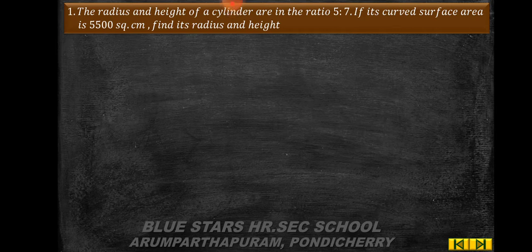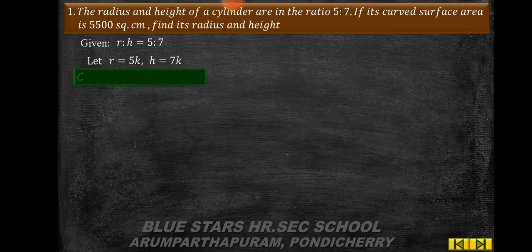Problem number 1. The radius and height of a cylinder are in the ratio 5:7. If its curved surface area is 5500 square centimeter, find its radius and height. Given R is to H is equal to 5:7. Let R is equal to 5K and H is equal to 7K.